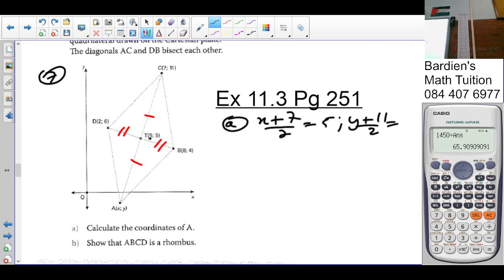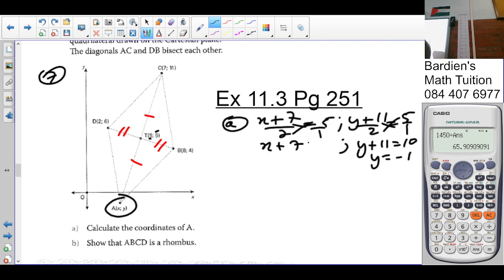Y, we're working out the coordinates of A. It's equal to 5 over 1, so you cross multiply: y plus 11 is equal to 10, so y is equal to negative 1. Cross multiply, so you get x plus 7 is equal to 10. X is equal to 3. So therefore A would be (3, negative 1). Okay.